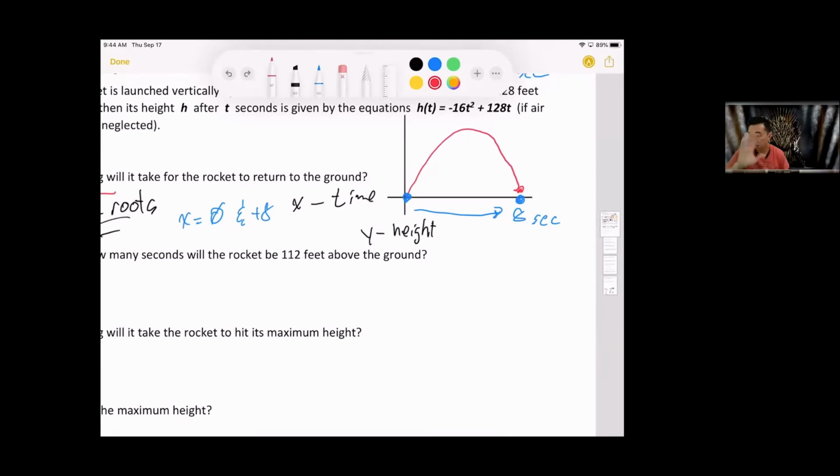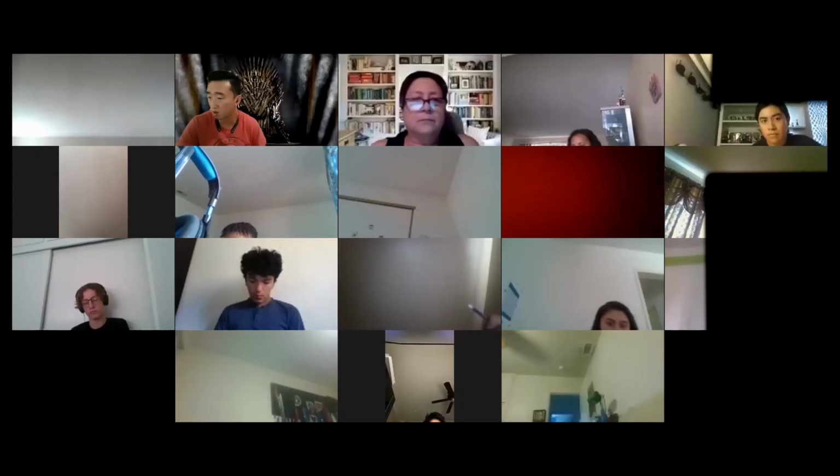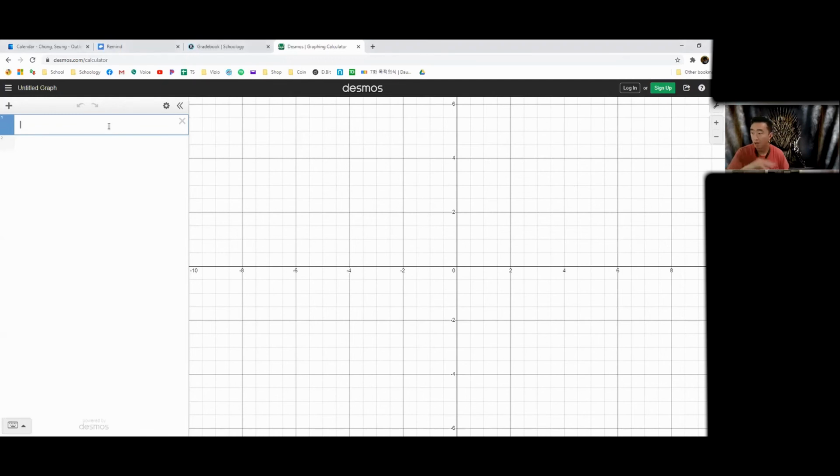The reason why it works with the quadratic formula, but it doesn't work with the vertex, is because when you factor, it actually changes the graph. At least the vertex does. So check it out here. You've got y equals negative 16t squared plus 128t, right?